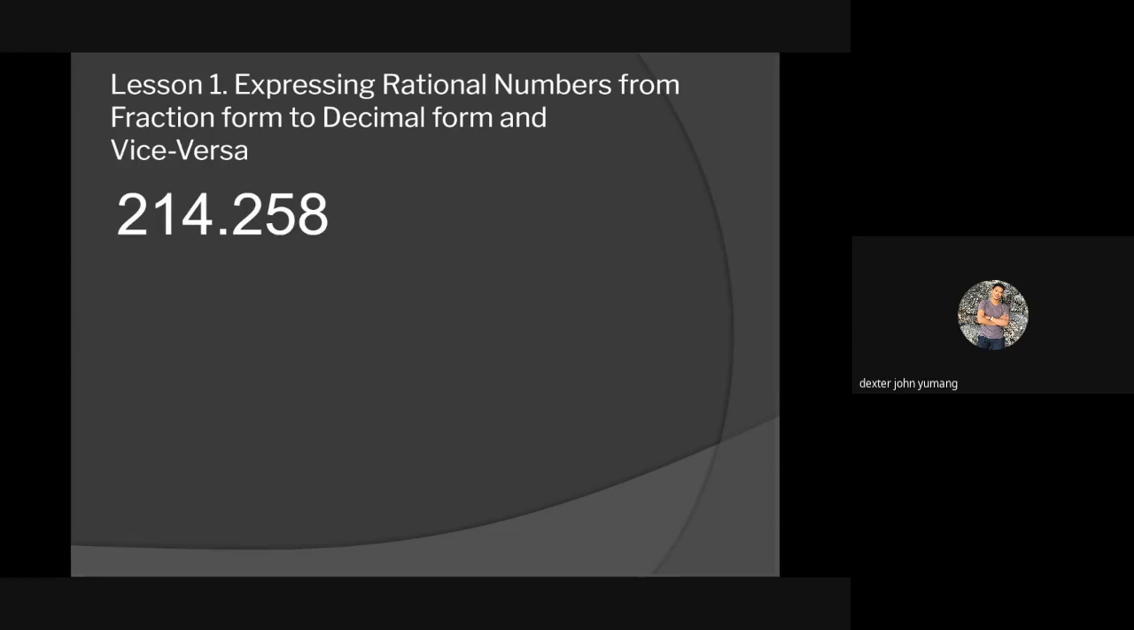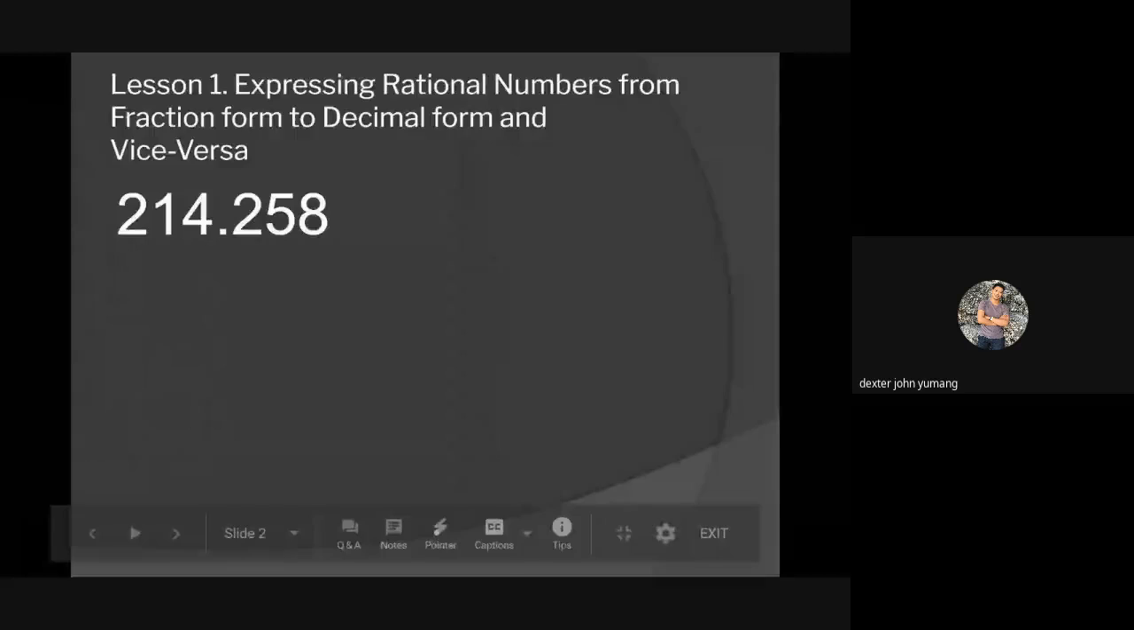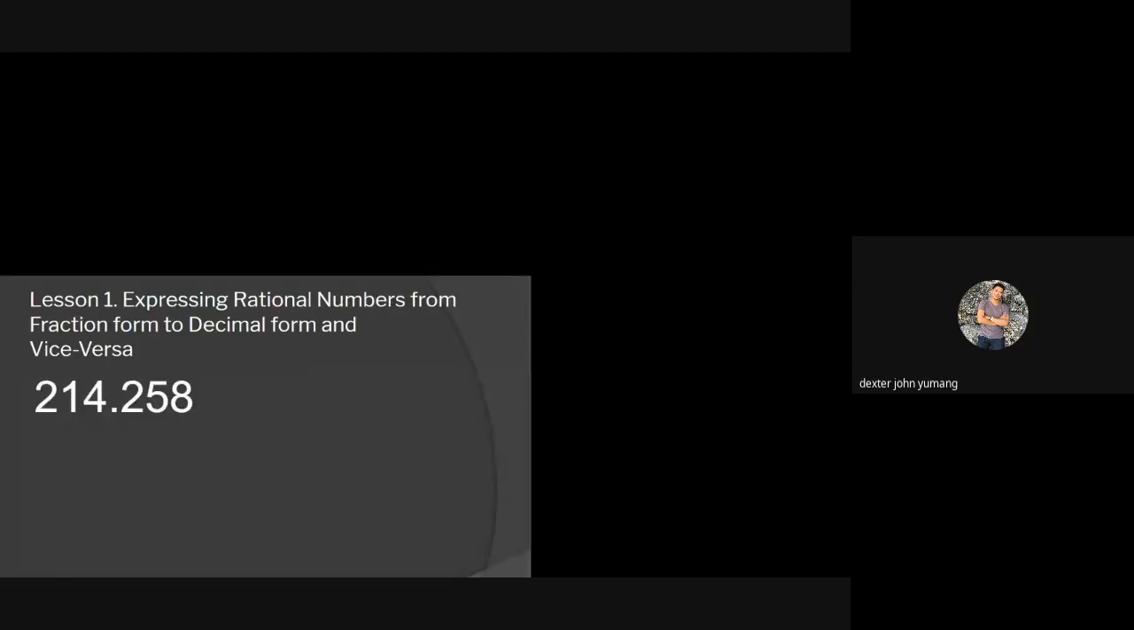214 and 258 thousands. Meron pong thousands sa dulo. Mathematically speaking, ganun po pagbasa. Pero yung 214.258, okay, normal na yun siya ngayon, gina-accept na yan siya. Pero mathematically, mali talaga yun siya. Okay, ano pong kinalaman ng mga numbers na yan sa lesson natin ngayon? Yung number na po yan, gawin daw po natin siyang rational numbers or yung tinatawag na fraction.